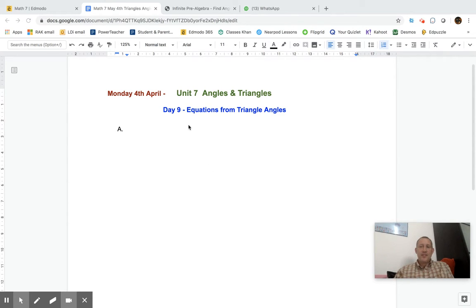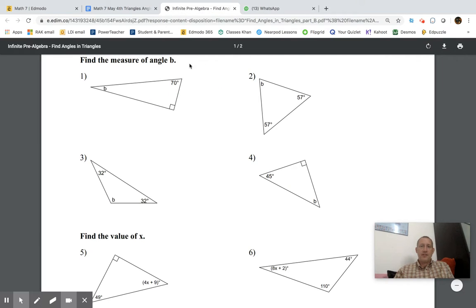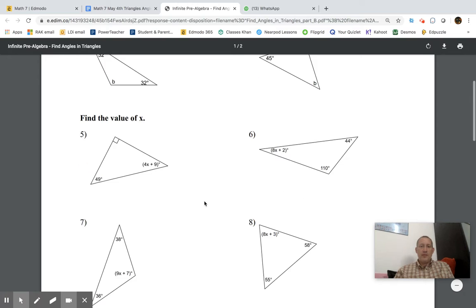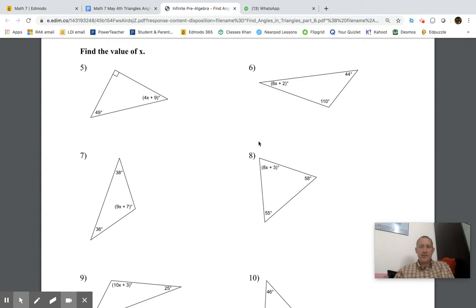We're going to still be talking about triangles and angles for a few more weeks. Now, we're also going to include parallel lines. But today, we're mostly going to be talking about triangles and what happens if one of the angles is an equation. Let me show you on your homework, on your practice.